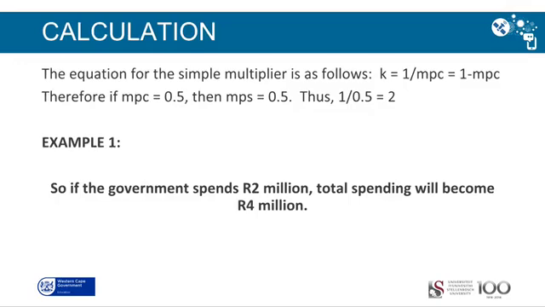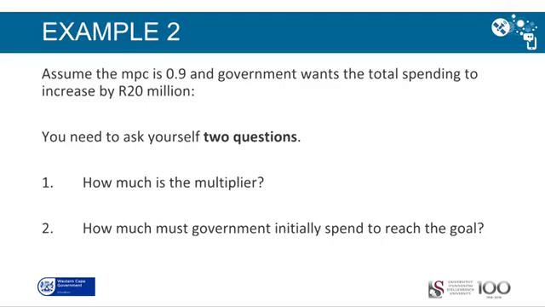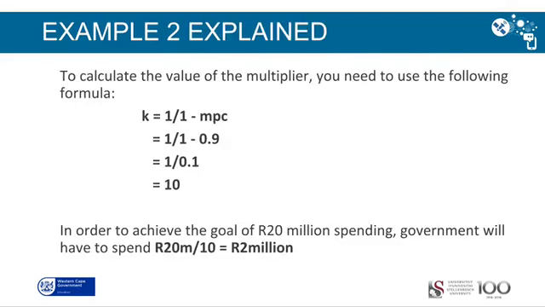In example 1, we said it was 2 multiplied by 2, which gave us the 4 million. But in example 2, we know that they want the 20 million, and we know the size of the multiplier is 10, so we want to know what must eventually be spent. So now you're working backwards. Instead of multiplying, we now divide. All we're doing is manipulating the formula, because to get to your 20 million, it is your initial spending multiplied by the size of the multiplier.